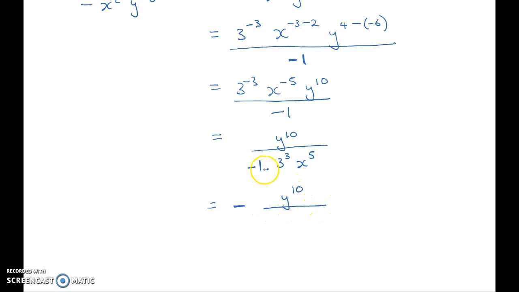Now we don't need the 1 anymore because 1 times whatever this is, the 1 will be swallowed up. So 3 cubed is 27, x to the power of 5. Okay, so we've done it in a slightly different format from the first example, but that's our final answer.